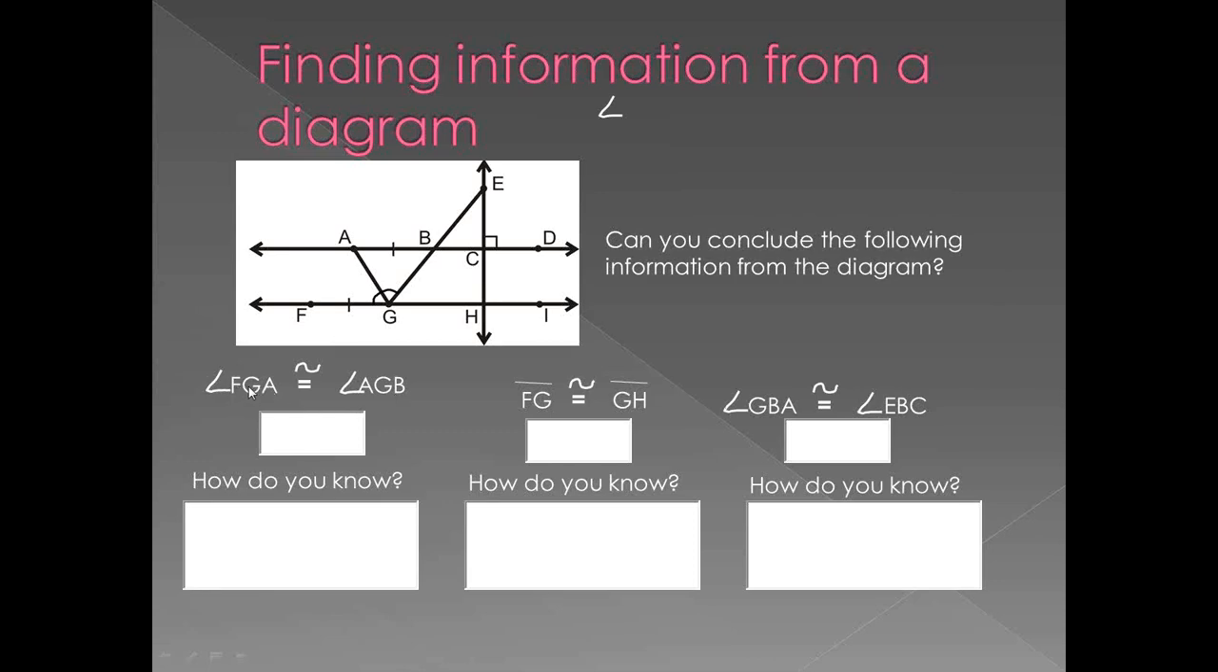Can we say that FGA is equal to AGB? Well, let's look at our picture. FGA is right here, so we start from F, because that's the first, then GA. So when we say angle FGA, we're talking about this angle right here, which has a little half circle. Is it equal to angle AGB? All right, go ahead and answer that based on what you think.